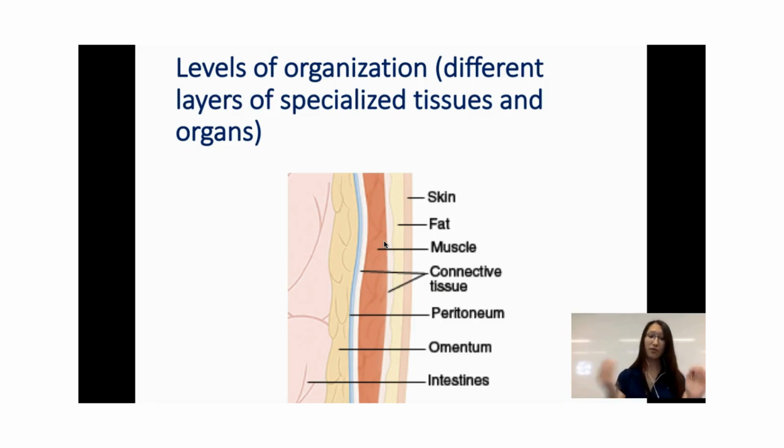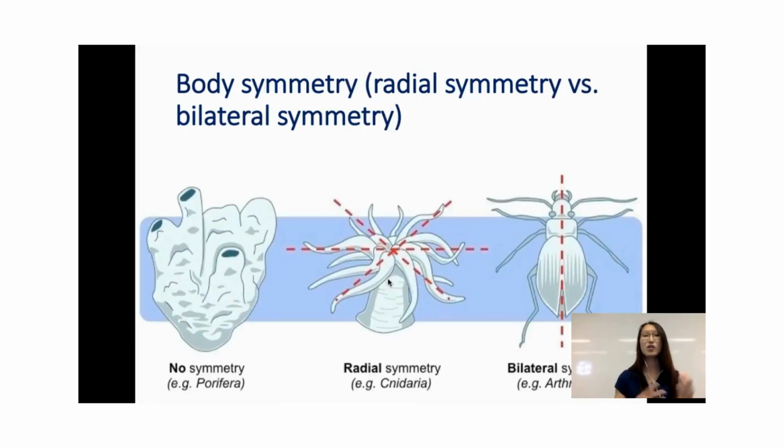So every single one of those lays out and put together to form an entire organism. So those different layers of tissues, for example, under your skin, you have all these different layers of fat and muscle and connective tissue. All those different layers of organization allows our body to work together. And then there's also body symmetry.